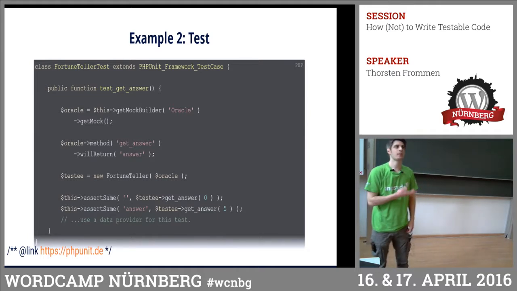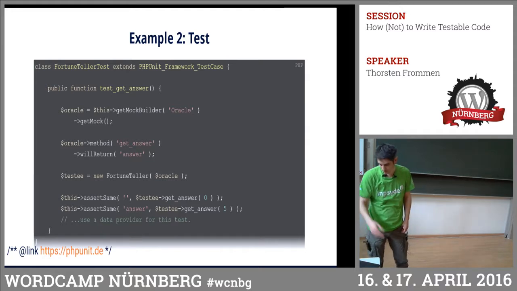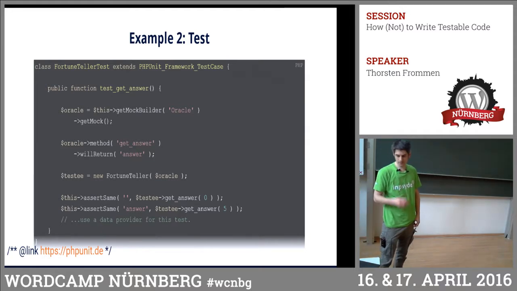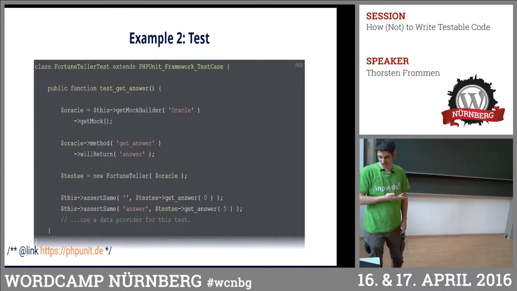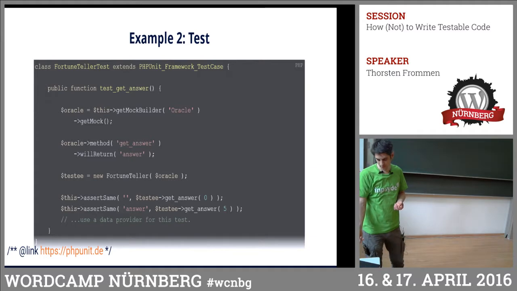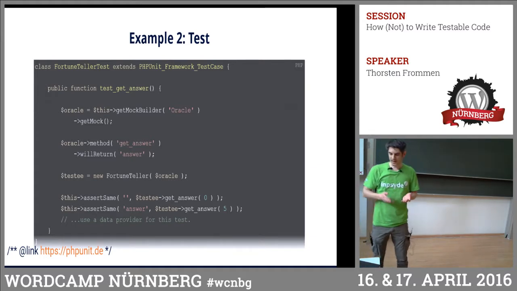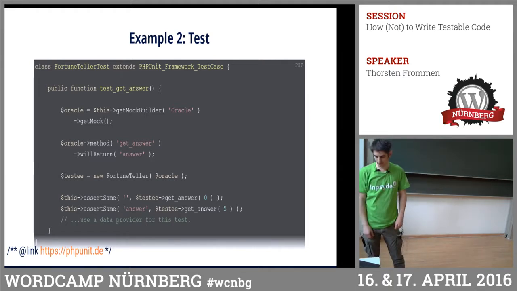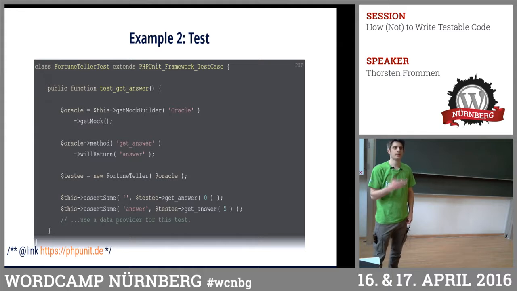I want to test the getAnswer method of the fortune teller and not the getAnswer method of the Oracle that's injected in there. So I create a mock and just say if the getAnswer method of the injected Oracle object is called, it returns something. It doesn't matter what, but I know what that is. It's just the string answer. And then I call the method getAnswer of my fortune teller, the first time with not enough money, and then with enough money. And I have two expectations or two asserts here.